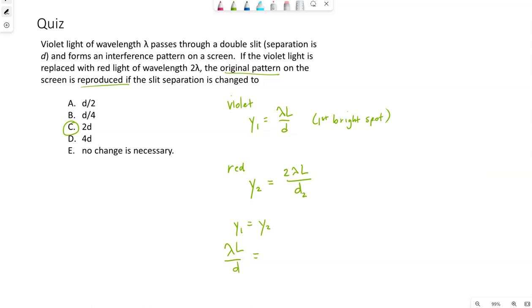So if we set these equal to each other, we have the red wavelength in terms of the violet. We're not changing the distance to the screen. So if we solve for D2 here, we get 2D. You might have noticed that just by plugging in the equation in general. If we double the wavelength, then we have to double D. So double that distance between the slits in order to not change that ratio.